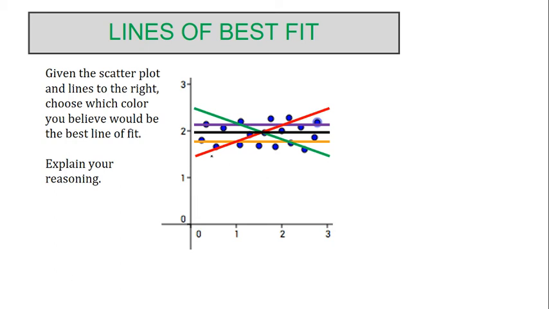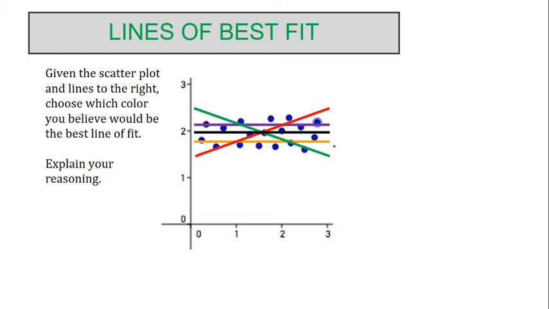So this red line here does not look like it approximates all the points, because in general, the trend that I see is horizontal. I don't see this set of data trending upward or trending downward. So I'm going to exclude the red line and the green line here from being possibilities. Now it's between one of these three horizontal lines here, the purple, the black, or the orange.